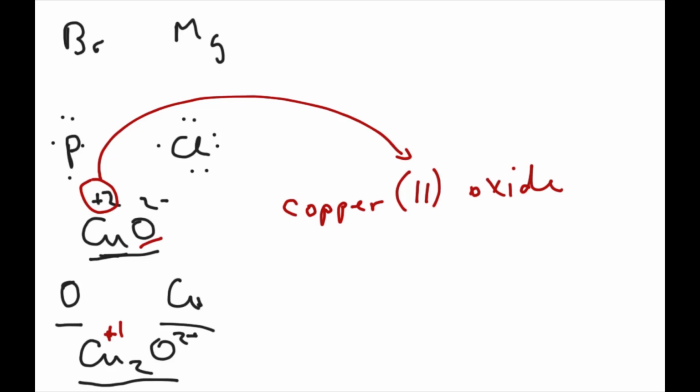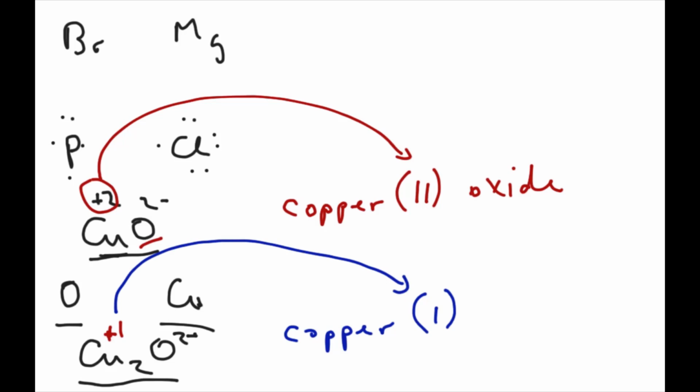So it is the 2- oxygen. For the second compound, again, we're going to call it copper, but we're going to use a 1+ charge because there are 2 atoms of copper, but each copper atom only has a +1 charge, so it's copper(I) oxide. And that can help us define the names of these compounds.